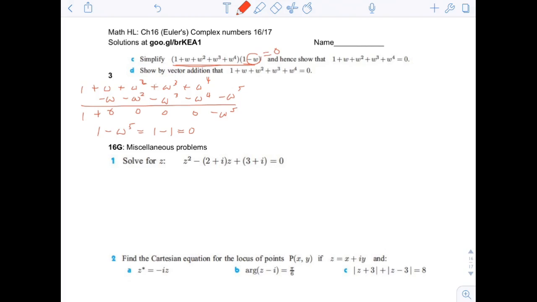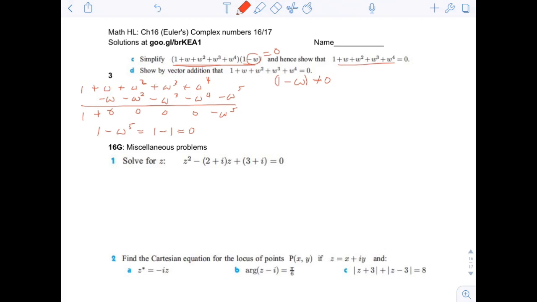So if this is equal to 0, then by the zero factor rule, either the first factor must be 0 or the second factor must be 0. And we know that 1 minus omega is not equal to 0, right? Because omega is a complex number that is not 1. So when you subtract it from 1, you get a non-zero number. So we know that that is not 0. So that means that the other factor must be 0.